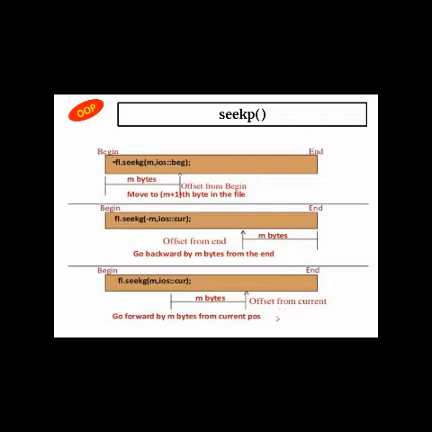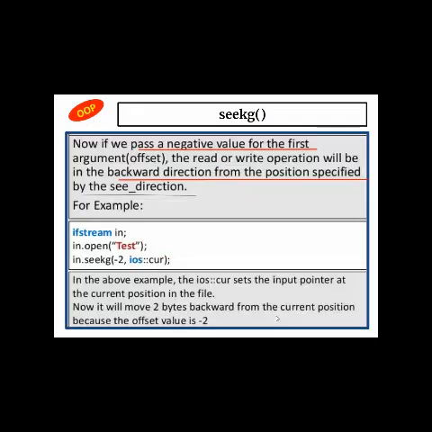So, for example, as seekg is here, it is shown m comma ios begin means I move m bytes ahead from the beginning position and start my reading. And if I'm saying ios current minus m, suppose if my current position is n, from there I have to come m bytes backwards and then start reading. Okay. If we pass a negative value for the first argument of offset, then actually the reading or writing operation is done in the backward direction from the position specified. And in the above example, when I'm writing seekg minus 2 ios current, I am moving 2 bytes backwards from the current position and start reading from there.